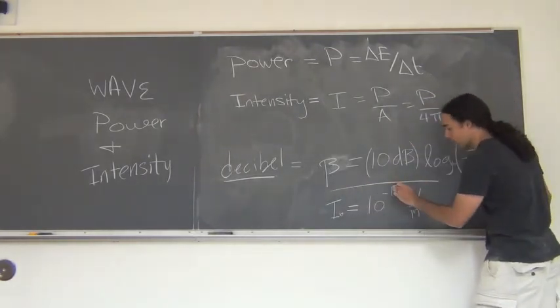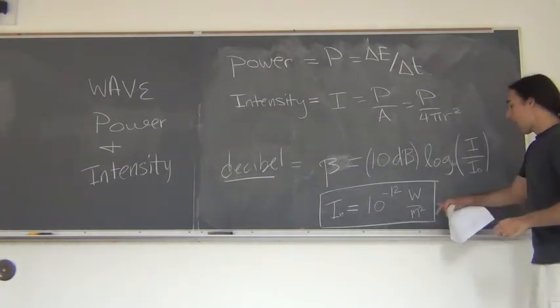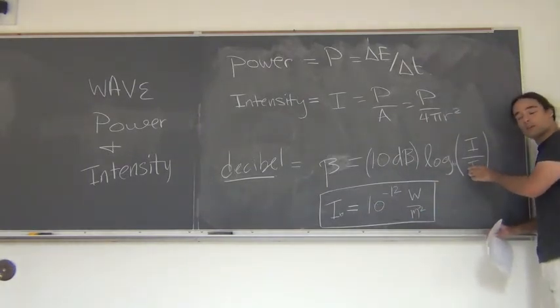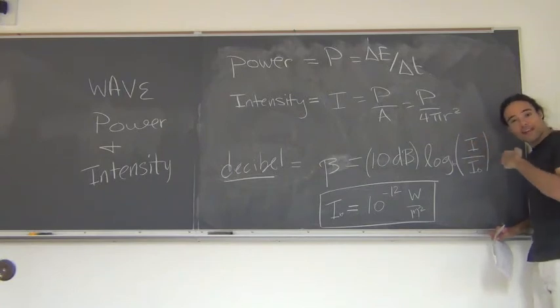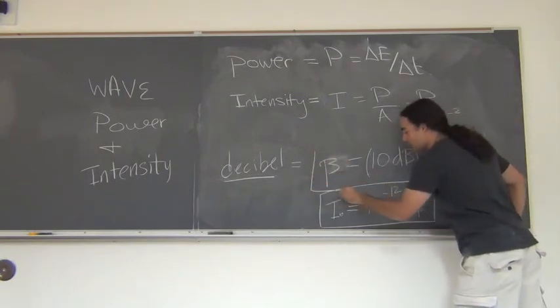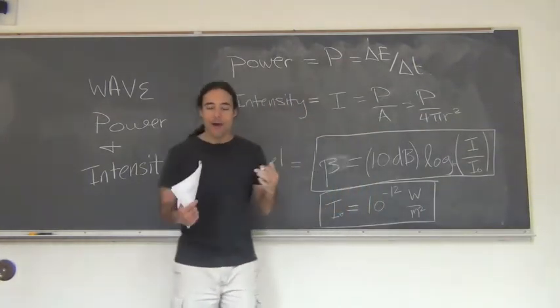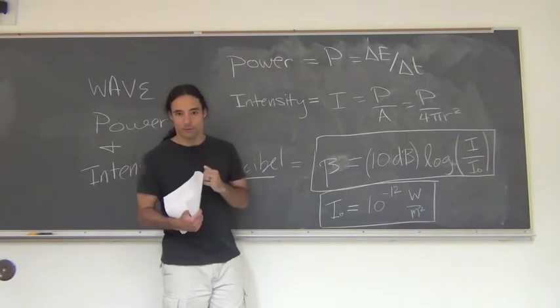10 to the minus 12 watts per meter squared. I plug that reference intensity in here. I plug the actual intensity of the sound wave in here, and I calculate what my answer is. That tells me how big the sound is in decibels.